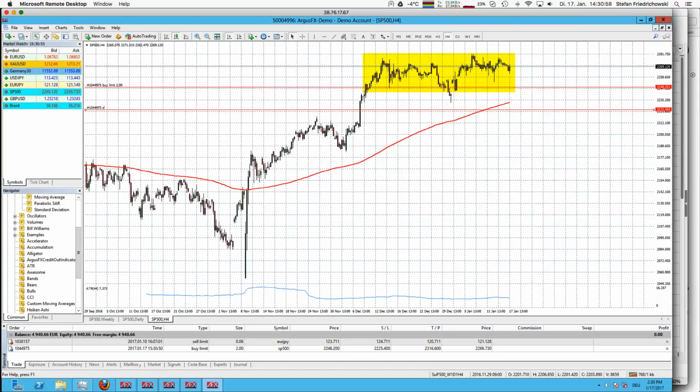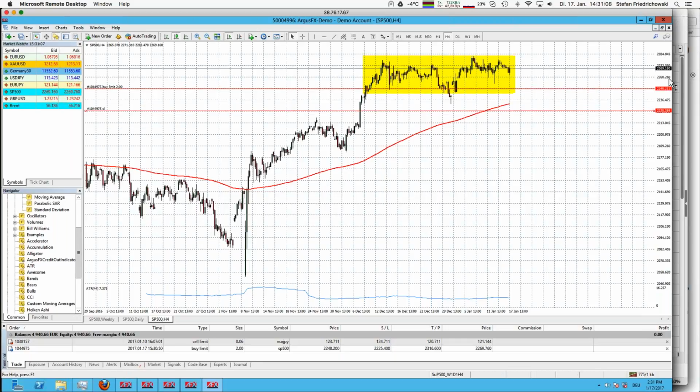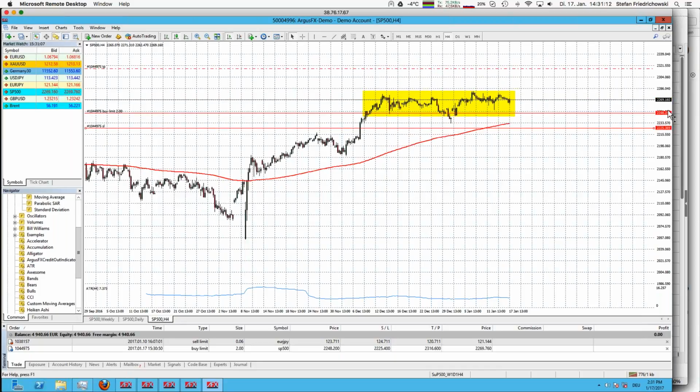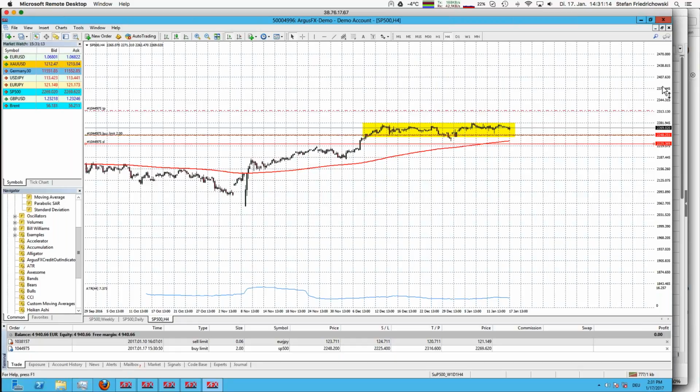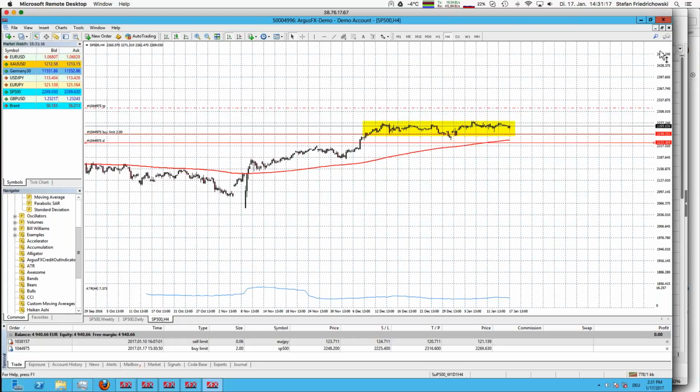Now we have the order within our chart. You see here the entry by limit to lots in this case. We see our stop loss here, and finally we see our take profit, which would be here. And this is a good level.